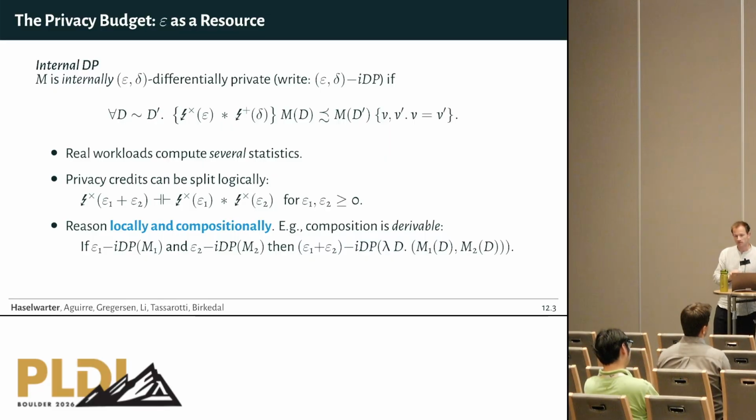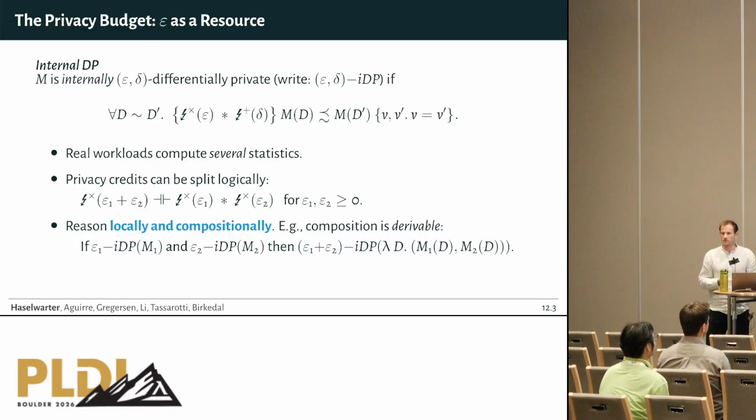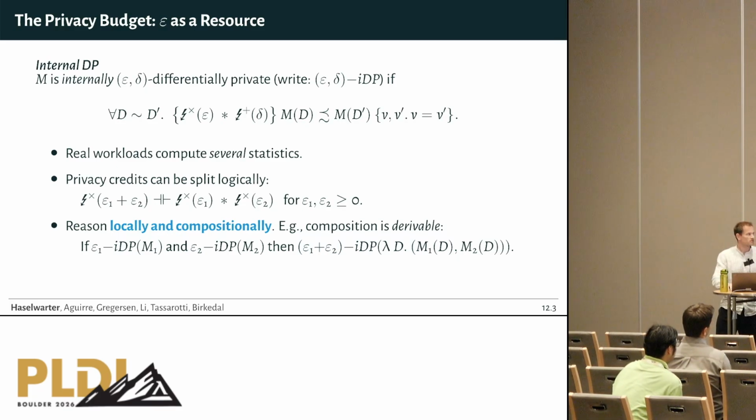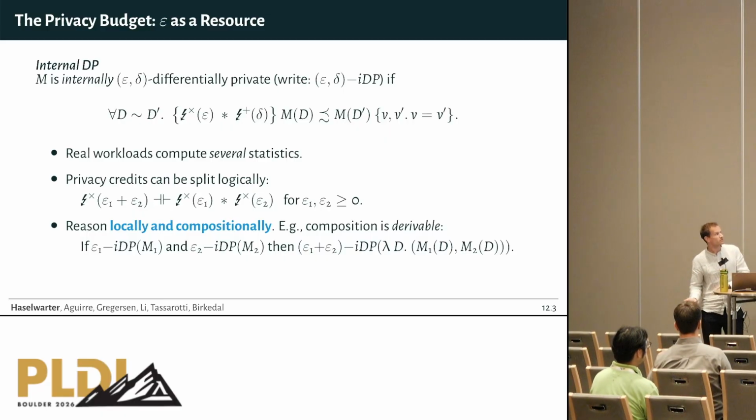And so one example that's quite nice, I think, is that the usual sequential composition theorem of differential privacy, for us, that's just a derivable fact. That's just falling out of our definitions. So if one mechanism is epsilon 1 differentially private and another one epsilon 2 differentially private, then if you run both of them on the same database, the result will be epsilon 1 plus epsilon 2 differentially private. And that's a very easy proof just using some of the credit yoga here.